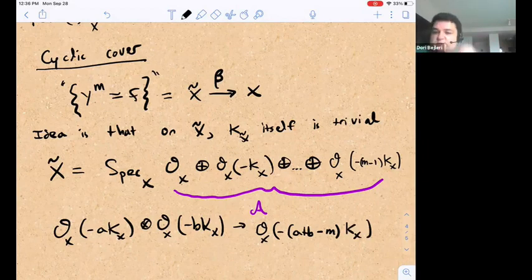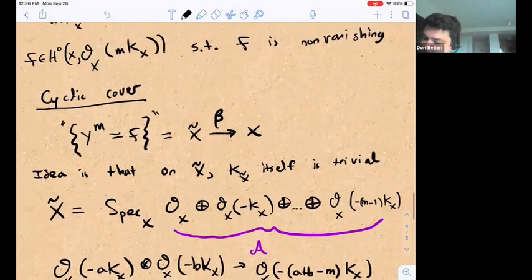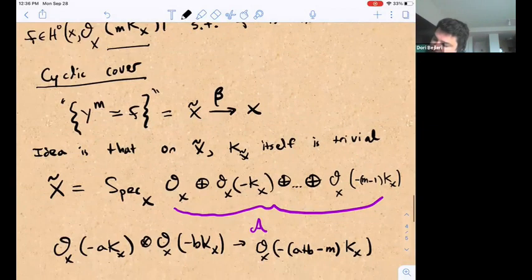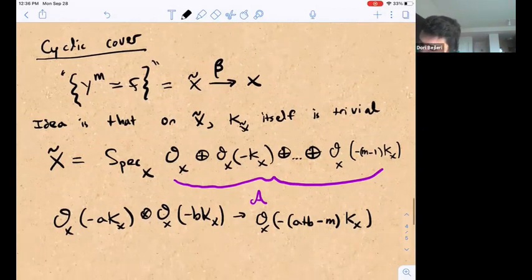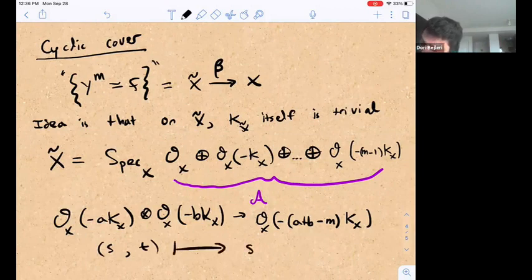And how do we do this? Well, we use our f. We use that we're given a specific f that's a section of O of m K_X. So f here is a section of m K_X, and we use that to give this shift, because when we distribute this minus, we really have plus m here. So the definition is that you take s, a section of minus a, and t, a section of minus b, and map it to the product st, which is a section of minus a minus b times f, which shifts it back up by m.